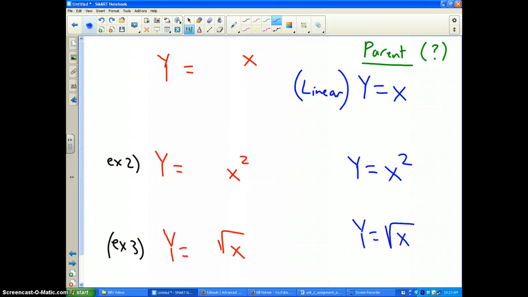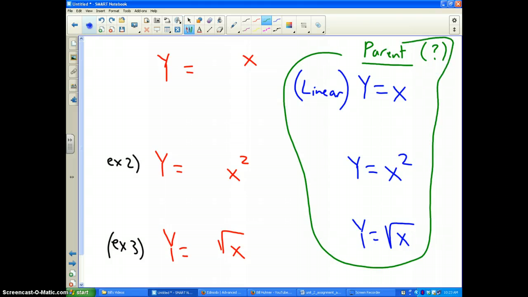These are all, the ones that I'm circling, these are all the basic little functions, the small parent functions that determine all the others. And that is how you find a parent function.